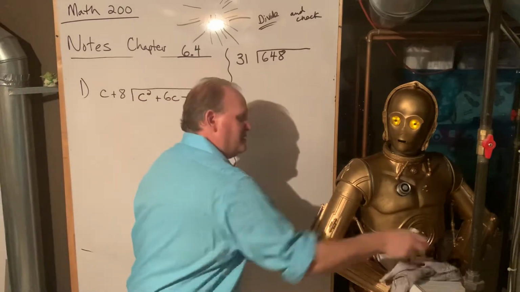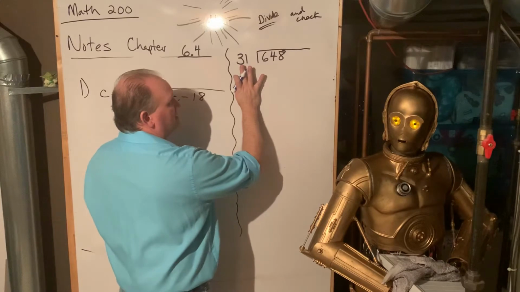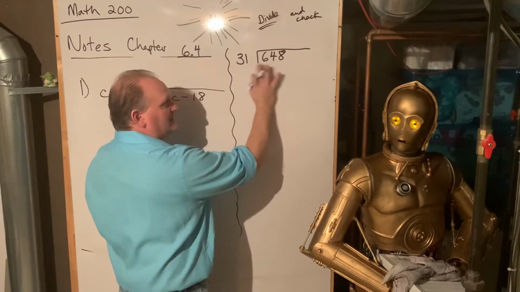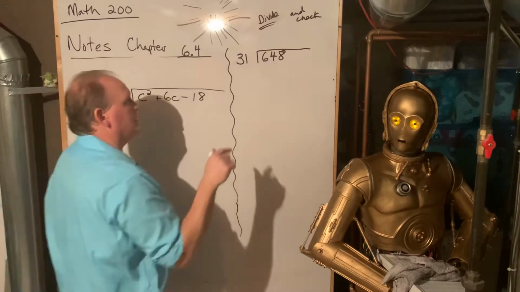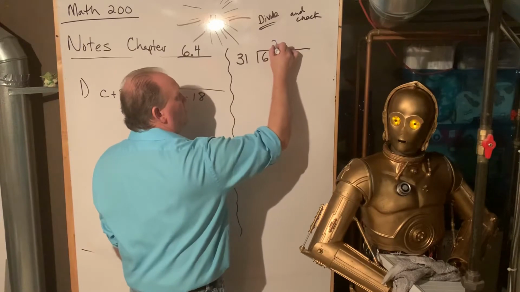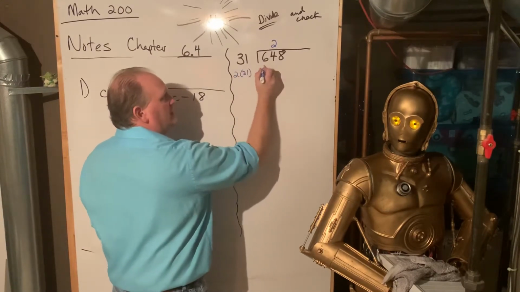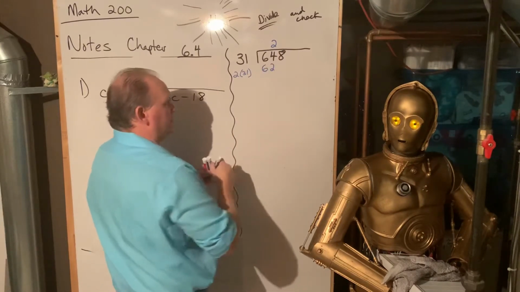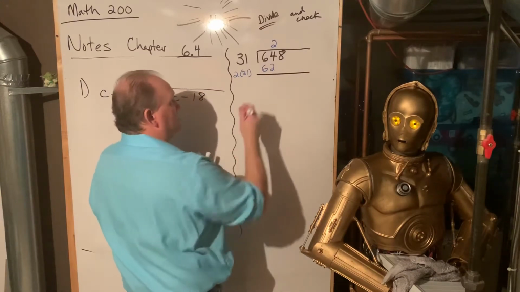All right, and so let's take a look. We would ask ourselves, how many times does 31 go into 6? It doesn't. So then we'd look at how many times 31 goes into 64? No overbids. Just get the prices right. No overbids. So we'd say two times. So 2 times 31 is 62. And I'm going to use different colors here. And then we always would subtract, right? Subtract.